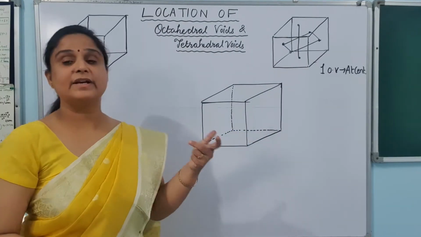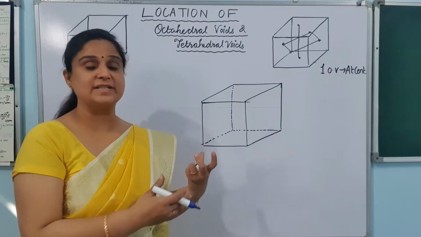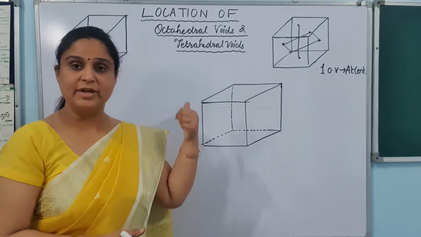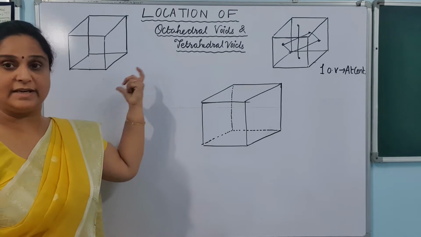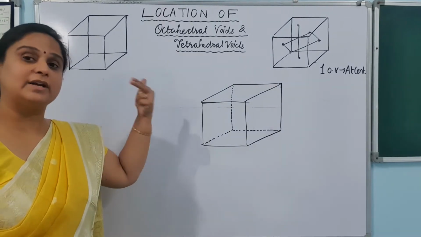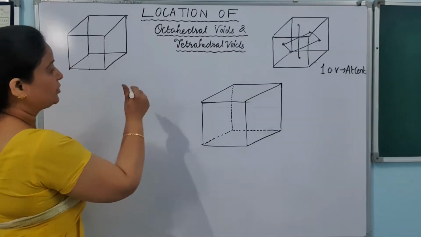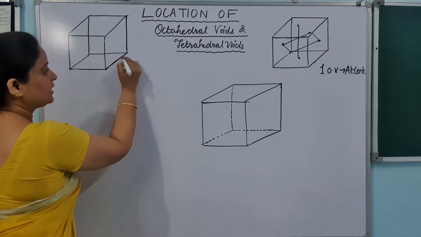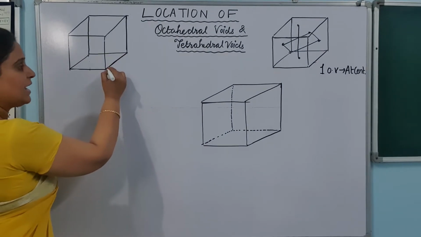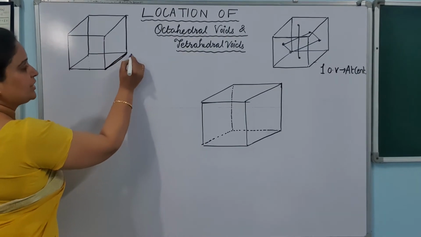To understand what are the other places where these octahedral voids are located, I have drawn one more unit cell here, and I am going to show you the other octahedral voids also. So the second thing is, here I am getting the octahedral void at the center. Apart from that, we are getting the octahedral voids at the edges also. So I am going to connect this edge.